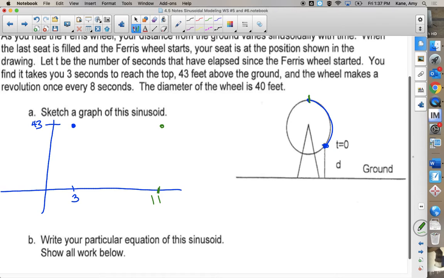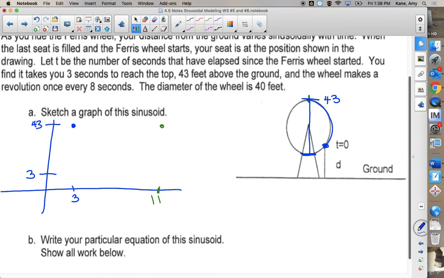So continuing to read the last sentence, the diameter of the wheel is 40 feet. So that means that at the top here, we said that was 43. If the whole diameter is 40, where are you then at the bottom of the circle? Odette? 3. Because 43 foot, Ferris wheel diameter is 40 feet, so at the bottom, I must then be still 3 feet above the ground.